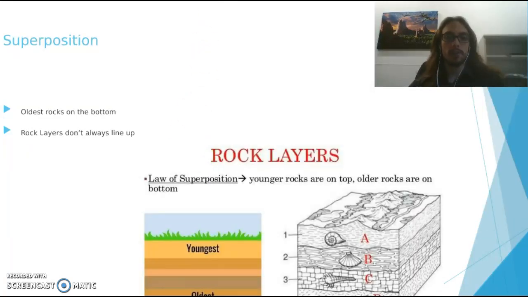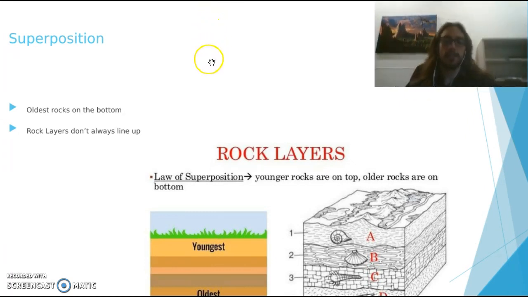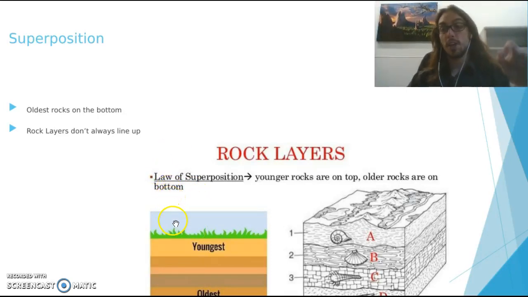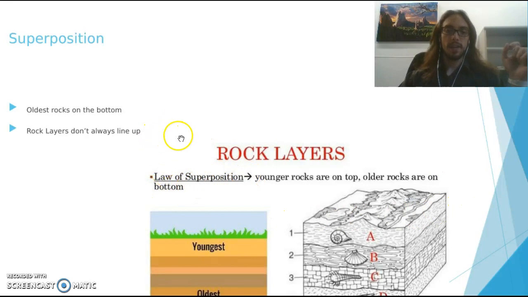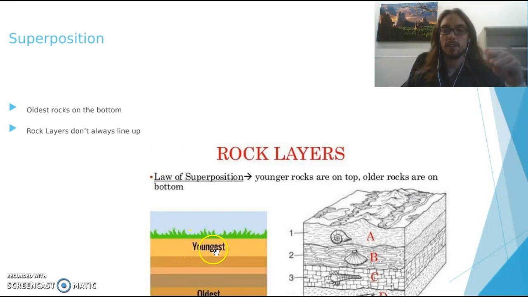There's also something we call the law of superposition. The law of superposition states that in an undisturbed rock area, the oldest rocks are on the bottom and the youngest rocks are on the top. The important thing to note here is that it's an undisturbed section of rocks. When we get certain disconformities, we'll talk about unconformities in the next slide. That's going to change the law of superposition there. So in an undisturbed layer of rock, we get the law of superposition, where the oldest is on the bottom and the youngest is on the top.